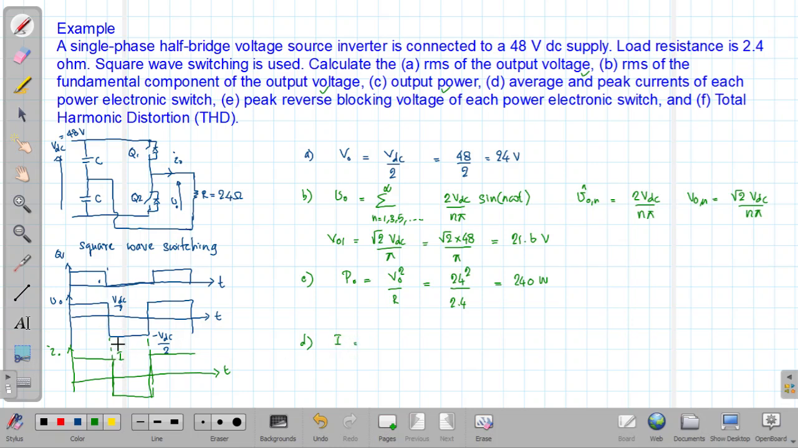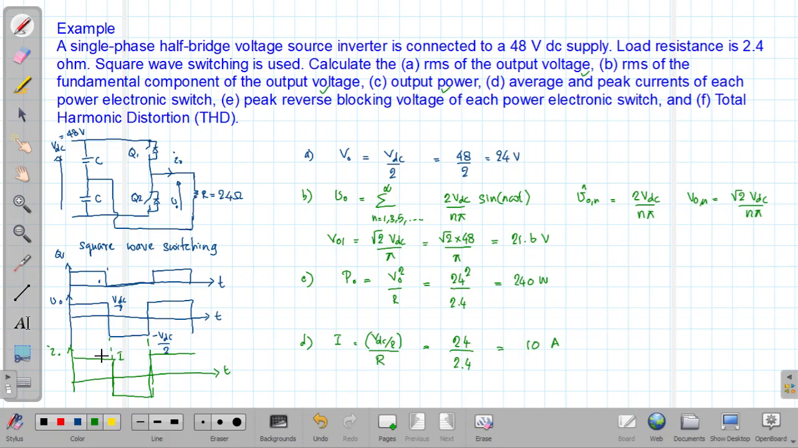So we could write I as V over R. The voltage at this time is VDC by 2. So we have VDC by 2 divided by the load resistance R. Here VDC is 48, so VDC by 2 is 24, divided by 2.4. So the peak current flowing through a switch is going to be equal to 10 amperes.